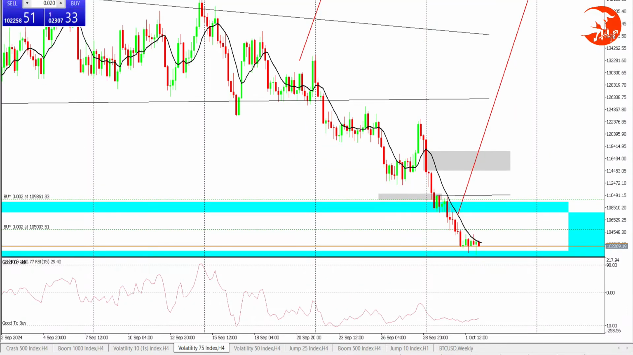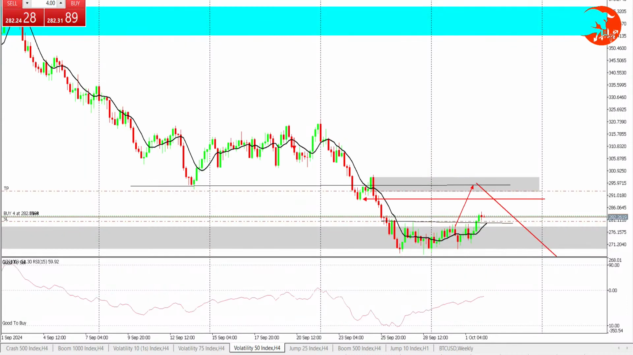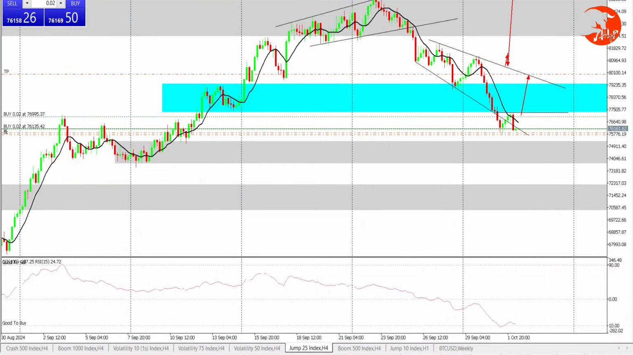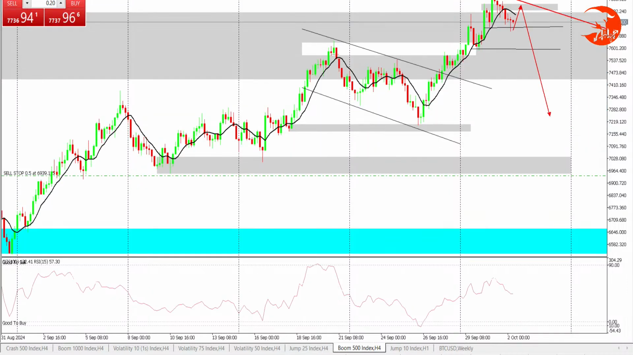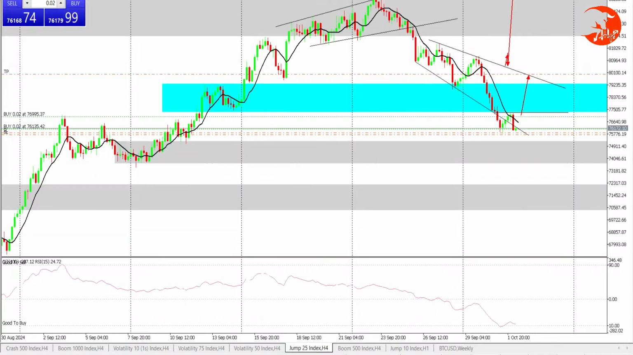Now we go to V75. That is of course what we're still waiting for, still consolidating down below there, and my small entries on V50 still on. I entered a buy there, so we are waiting. Jump 50, I also entered another entry down below there, anticipating a double bottom down below there. Although we had that engulfing, so that's something to think about.